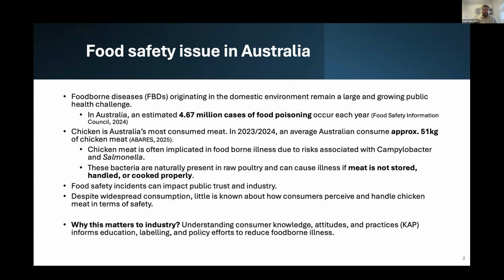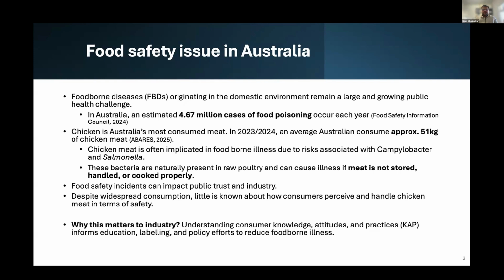Chicken meat is Australia's most consumed meat, and there are some aspects of the consumption we looked at as part of this survey. Most of you are aware that per capita consumption is approximately 51 kilo. That's a recent figure, and chicken meat is often implicated in foodborne illness due to risks associated with the foodborne pathogens such as Campylobacter and Salmonella and different serovars of Salmonella. These bacteria are naturally present in the intestine of chooks, and if the chicken meat is not handled or stored or cooked properly, then there's a likelihood of getting the foodborne illness.